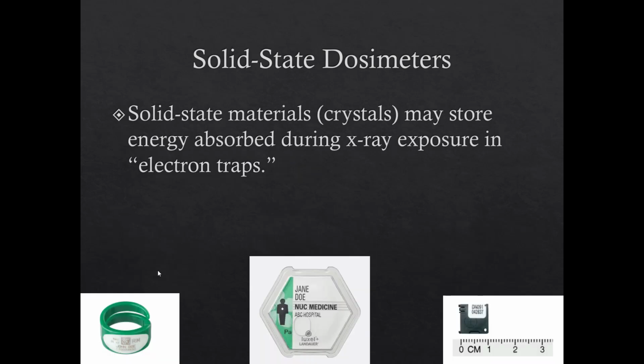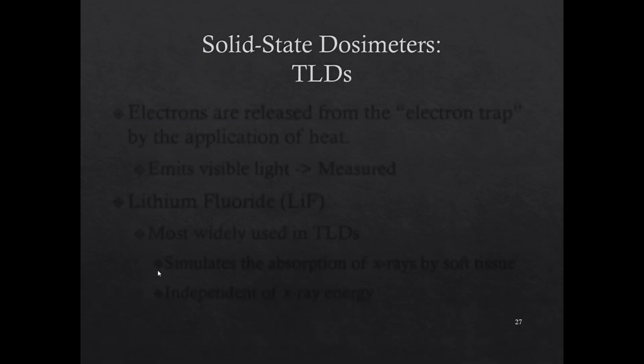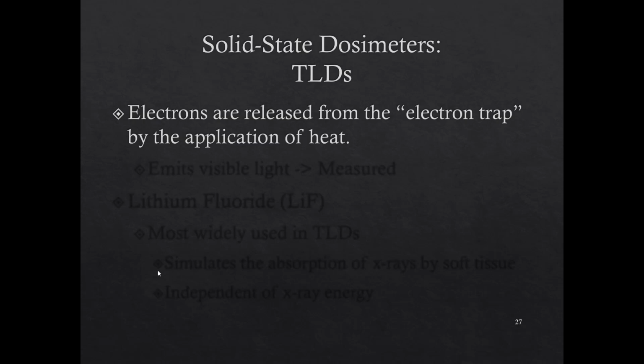So these are solid state materials, and what happens is when they're irradiated, the electrons that are created in those ionization events will get trapped into what's called electron traps. The electrons are released from the electron trap in a TLD by the application of heat. This heat emits visible light, and that can actually be measured. That measurement can tell you something about the dose, because we can correlate the visible light that's measured to a dose.